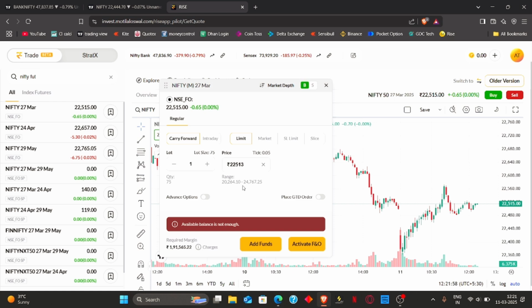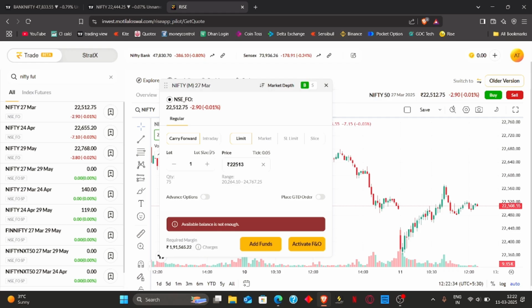So we can see I have a lot size of 75 in the Nifty futures contract. This is a new account, so I don't have any cash present over here, but I can just give you an overview of how it's being done. If we carry forward with one lot, the lot size is 75, and the required margin is 1,91,565. One good factor provided in the futures contract is that we get good leverage, almost 4.5 to 5x of leverage in Nifty futures contracts.